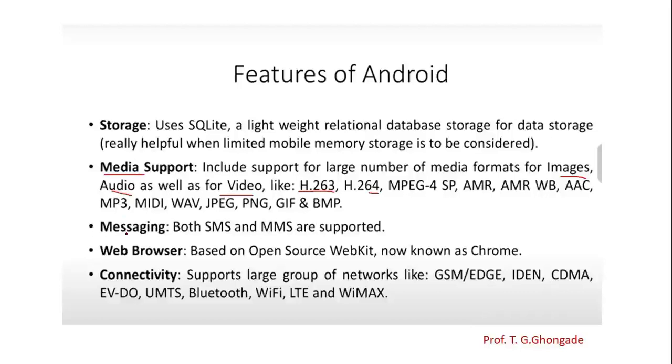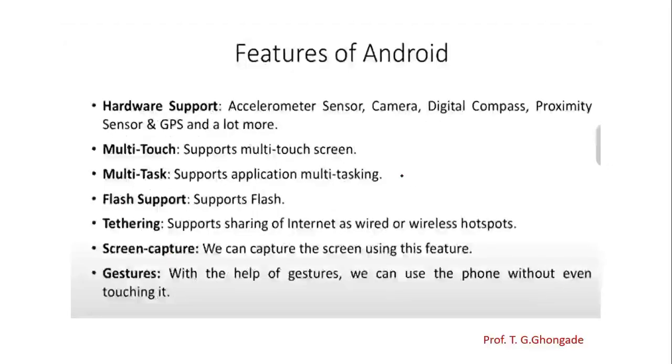Then the third feature of Android is messaging. Both SMS and MMS are supported. But right now, people are not using MMS and SMS too much because we have Facebook, WhatsApp, and Instagram and all that. But still SMS and MMS support are there. Now the next feature is the web browser. It also supports different web browsers and some connectivity like Bluetooth, Wi-Fi, WiMAX, CDMA, etc. Now the next feature of Android is hardware support.